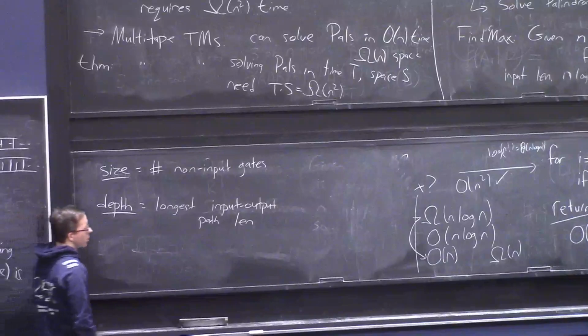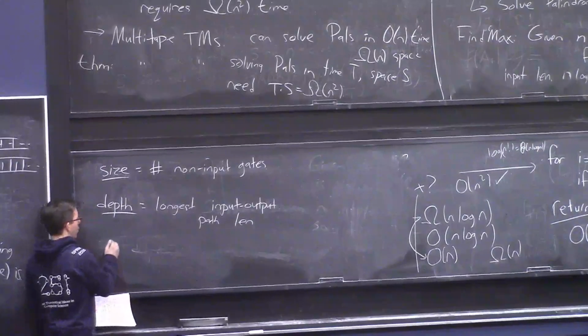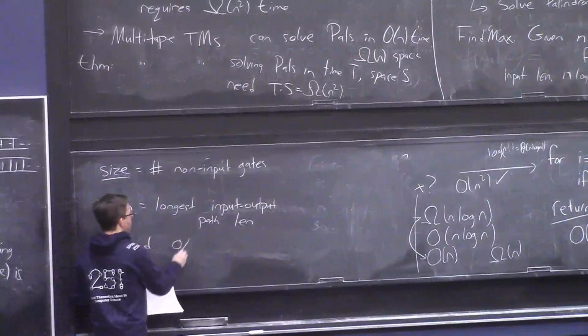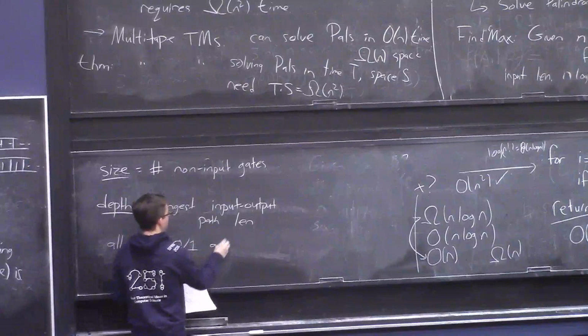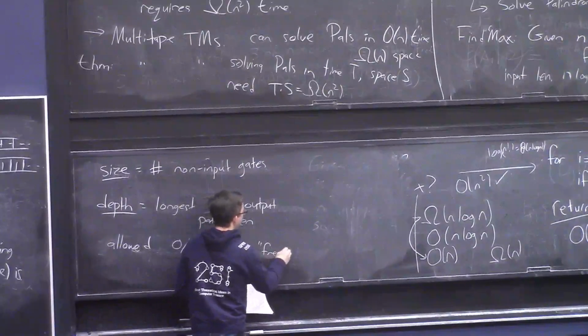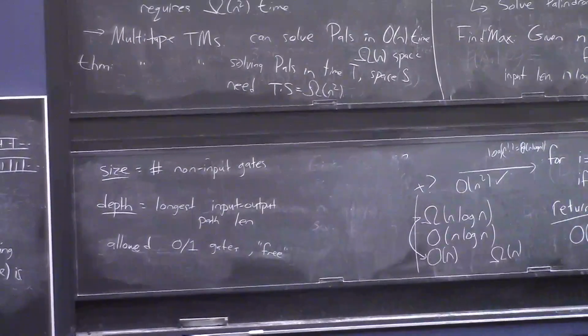I guess just one more small comment: usually you're allowed constant 0 and constant 1 gates that are free. They don't cost you in size. So you can just have a 1 here.